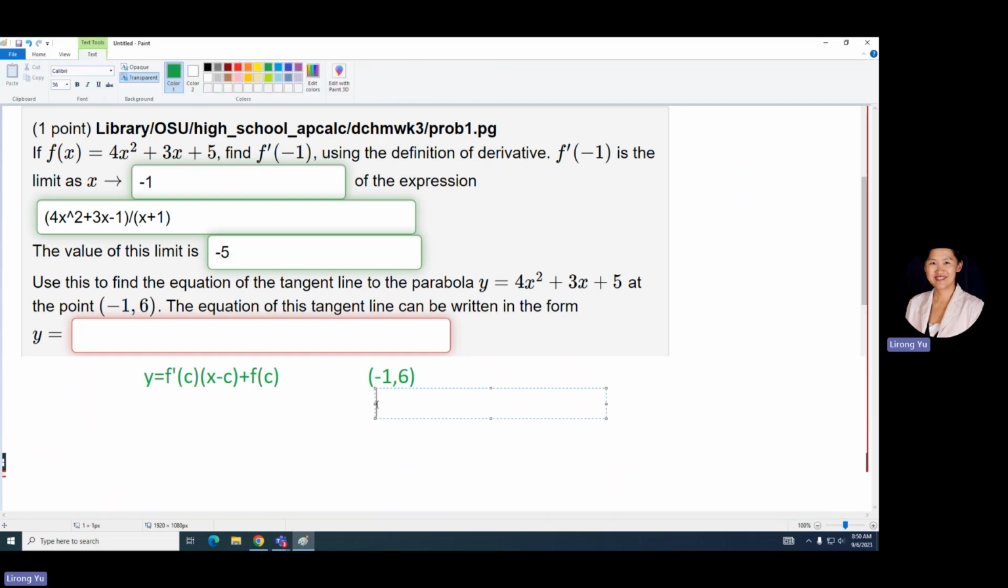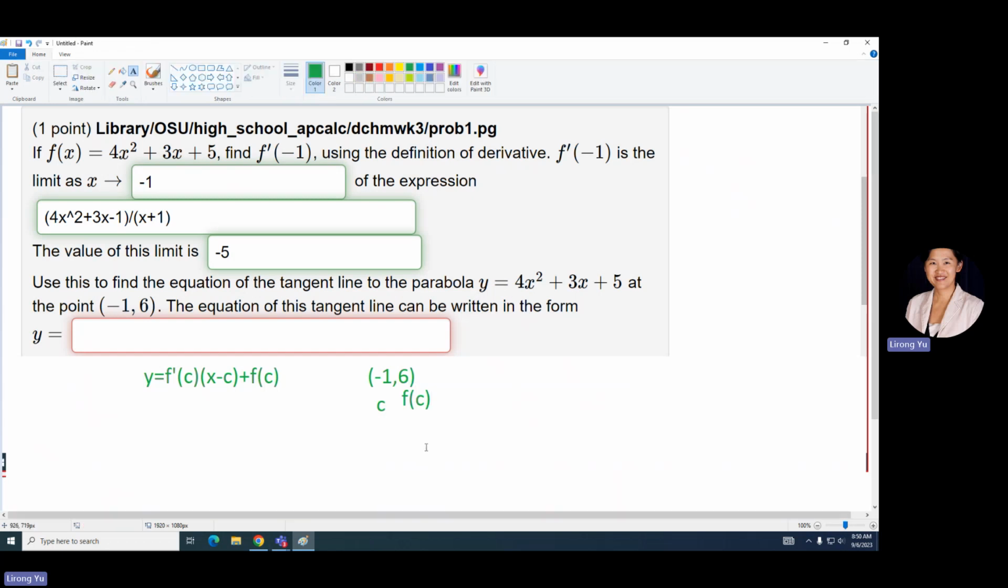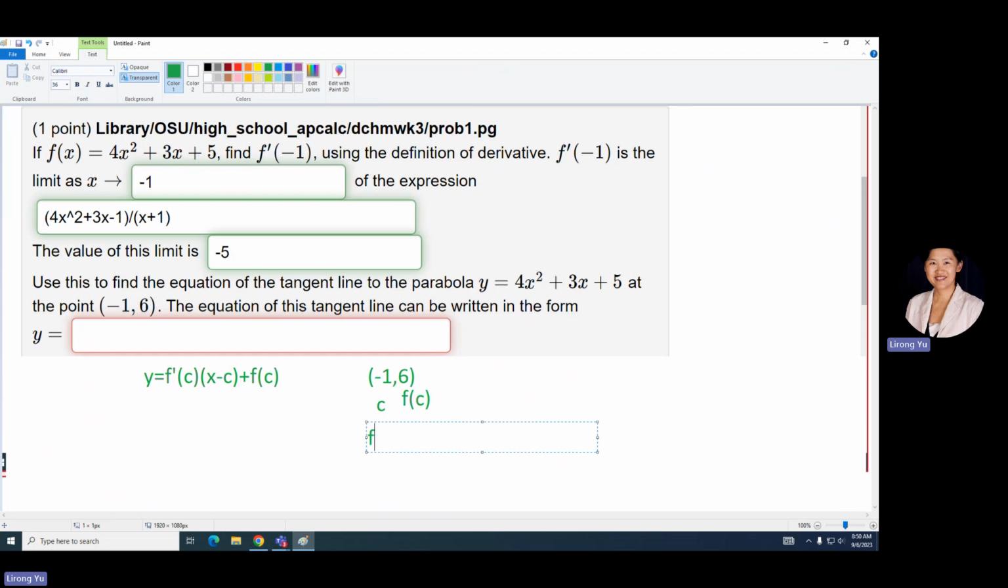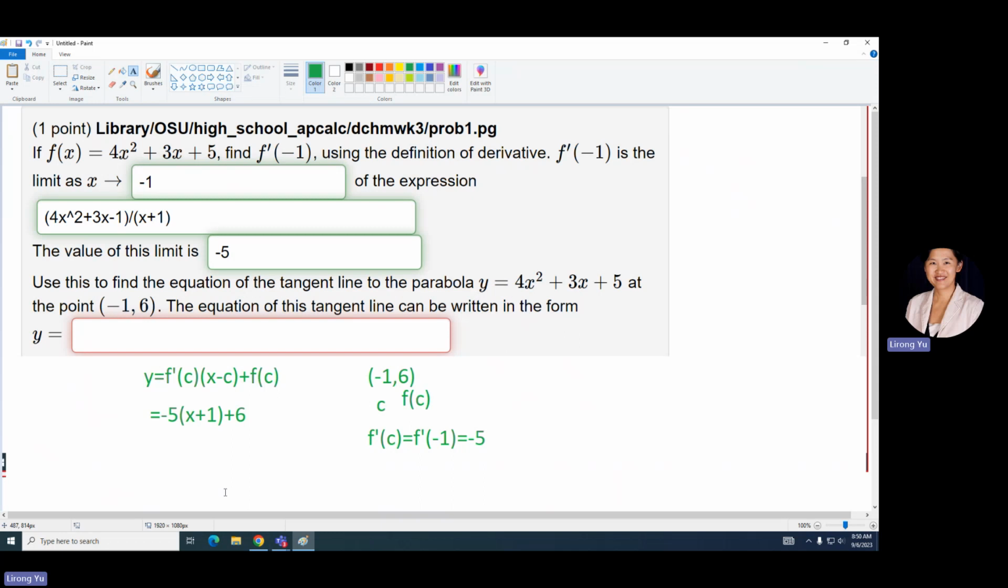that's really the value for c, and that's the value for f of c. It's the x value and y value for the tangent point. So this is the -1, and this is the 6. And now we also know f prime of c is f prime of -1, and we calculated it as -5. It's -5 there, and we have the slope right there. We have -5 times x plus 1, and then plus f of c. That's pretty much the tangent line.